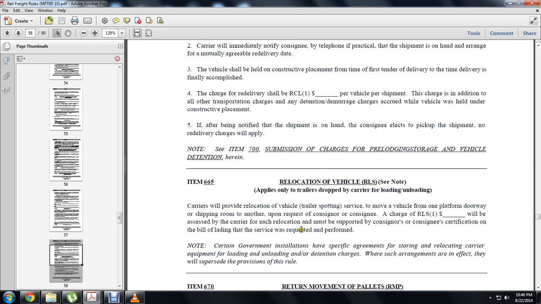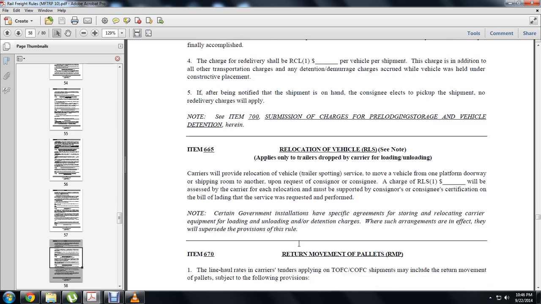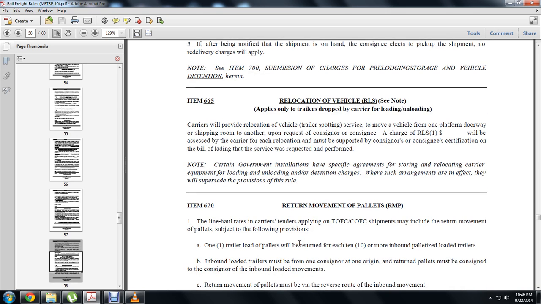The certification was requested. Certain government installations have specific agreements for the storing and relocation of the carrier, the loading and unloading, the detention charges, which such arrangements in effect supersede provisions of this rule. The rules of the movement of the pallets, the RMPs, the inline haul rates of the carrier tenders applying to TOFC, COFC shipments may be included.